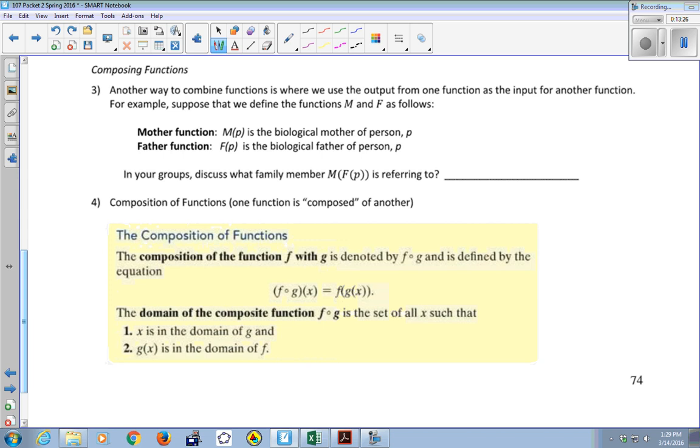Who do you think m of f of p is referring to? What do you think that notation means? The mother of the father of person p. Yeah. So ignore the m first, right? f of p we know means the father of person p. And then you take the m of that person, the mother of the father of person p. So that would be the grandmother, right? And I think we would call this the paternal grandmother because it's your grandmother on the father's side.